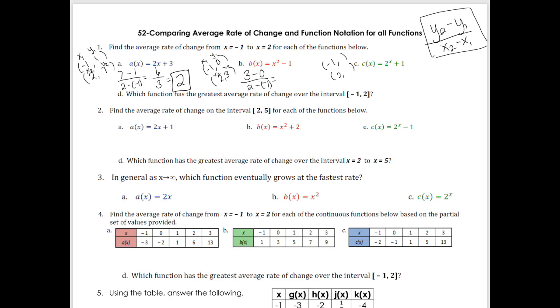So 3 minus 0 is 3. 2 minus -1 is 3. So 3 divided by 3 is 1. So that's my rate of change for B. All right, now we need to do C.